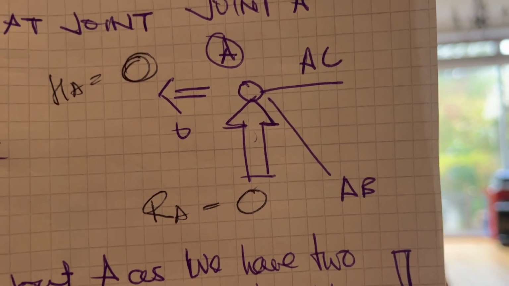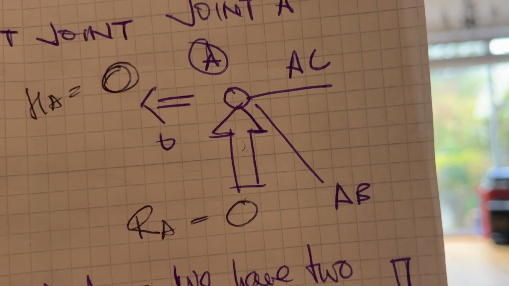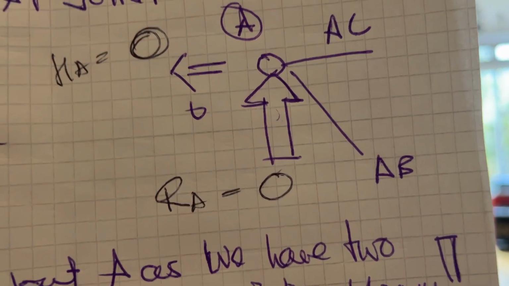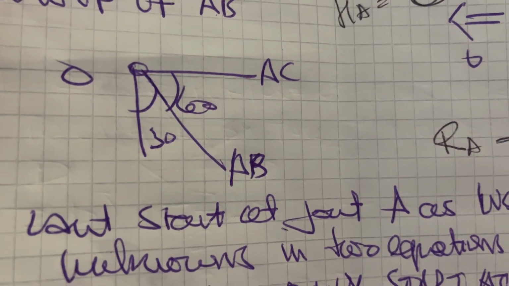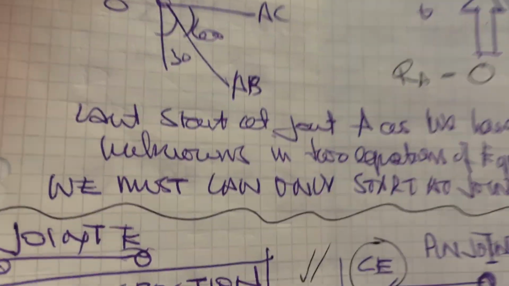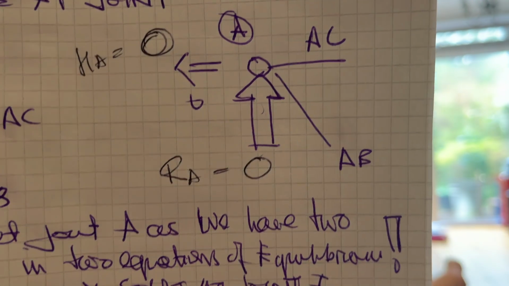which should be confirmed. I guess that makes sense because RA is 0, they're not doing anything. Those are 0, AB and AC. So what I first originally said shows you everyone makes mistakes, because I put we can't start at joint A, but we could actually.